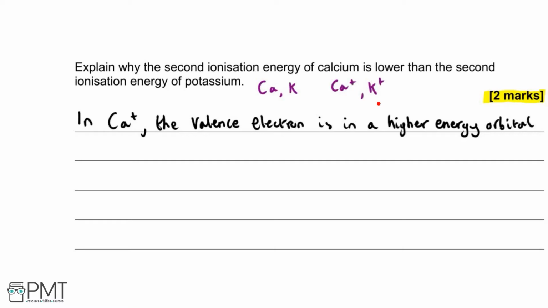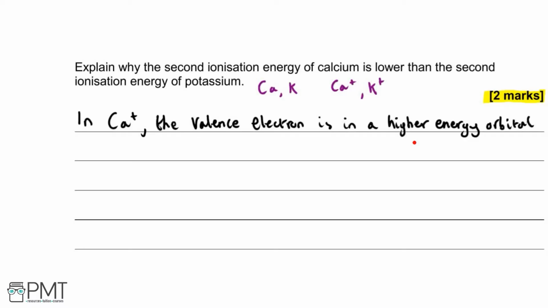So the first point is about the position of the valence electron. So we've talked about the fact that it's in a higher energy orbital, but you could also talk about distance from the nucleus, as the 4s orbital is actually a further physical distance from the nucleus than the 3p orbital. But both of these would be the same mark. So if you were to write both of those, you would only get 1 mark.